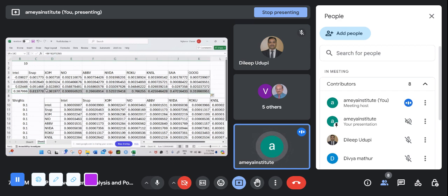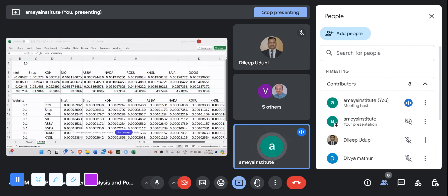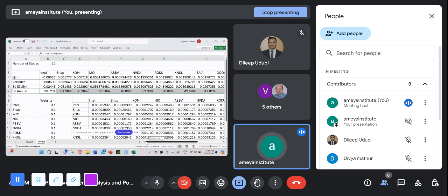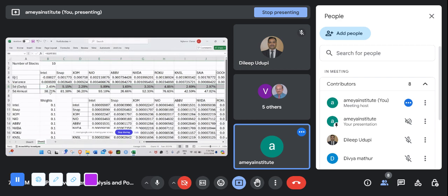Now convert this into percentage. This is your individual stock standard deviation, and this daily standard deviation please also convert into percentage. This also you can convert into percentage. Done. Completed.